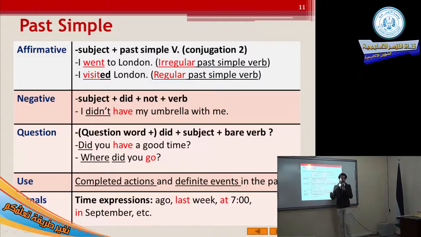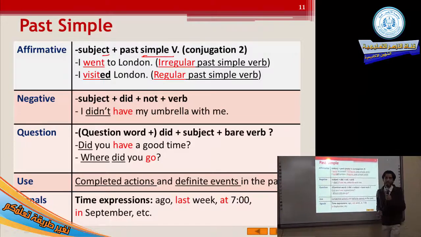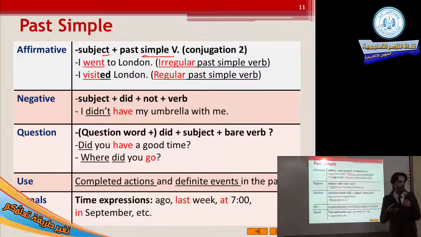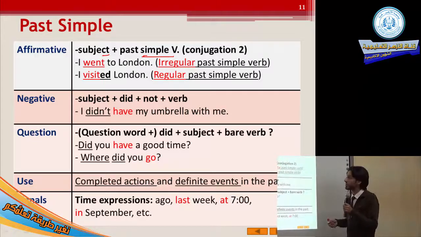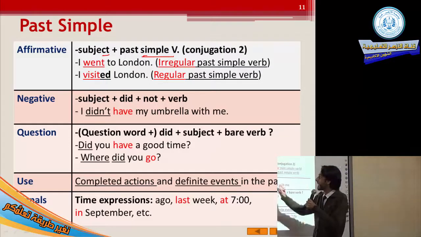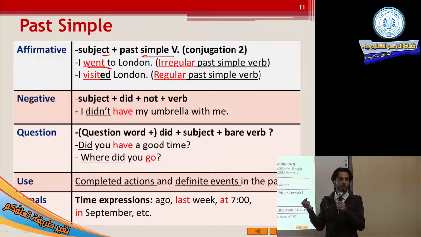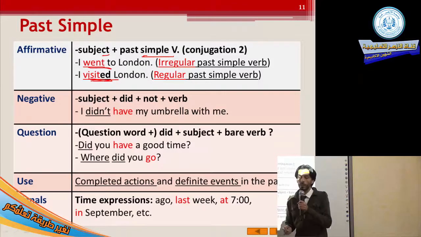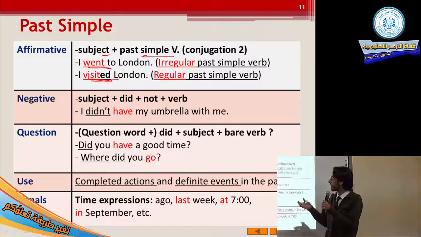Okay, in affirmative, in past simple, we use the subject plus past simple verb. Past simple form is the second conjugation of the verb. For example, we say see, saw, seen. So saw is the second conjugation and we call it past simple. I went to London, and notice that went is an irregular past simple verb. Such kind of verbs, you have to keep them in mind. And in general, when you want to make a past simple form, you need to add ed to the verb in case of regular past simple verbs.